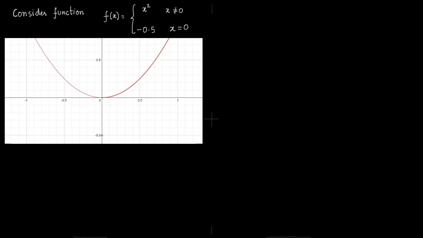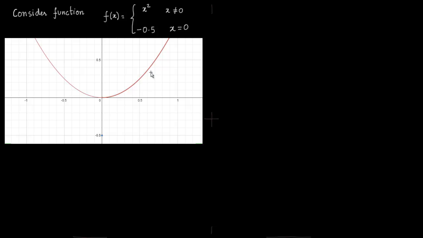On this slide, we consider a function which will have a discontinuity at point 0. So consider a function of the form f(x) equals x square for x not equal to 0. That is, it is a normal parabola except at point 0, and at point 0 we give it a value of minus half or minus 0.5.